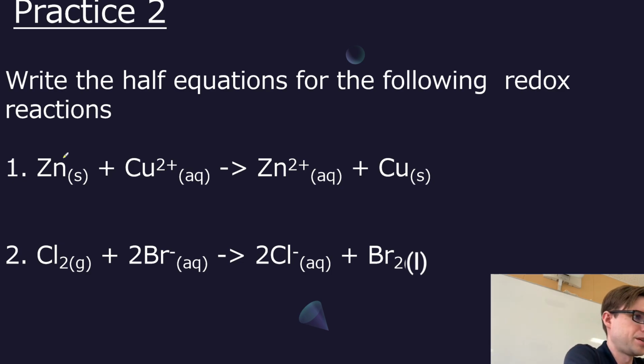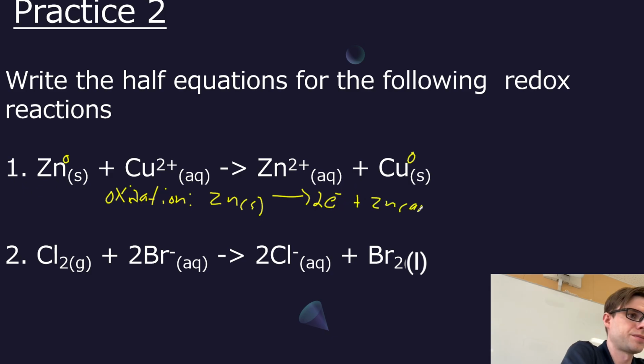So, oxidation states: any pure element has oxidation state of 0. So what's gaining electrons, what's losing them? Well, it must be true that zinc is losing them if it's going from 0 to 2+. So we'll do oxidation first. This will be zinc solid goes to 2 electrons, 2e-, and zinc aqueous, zinc 2+ aqueous, and then reduction.